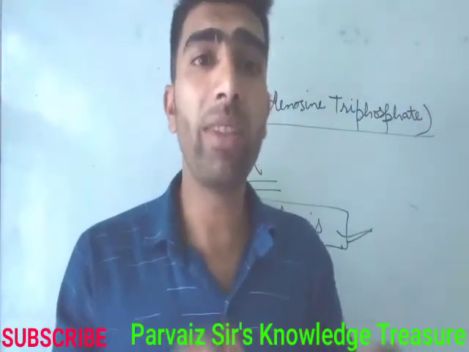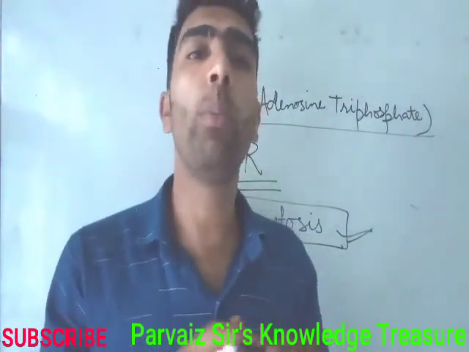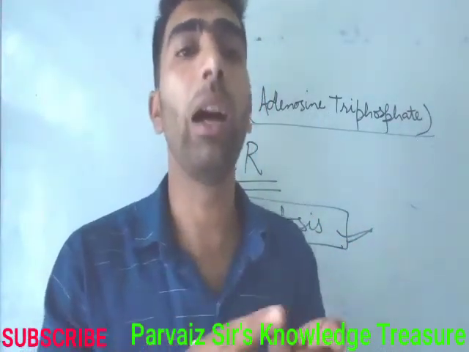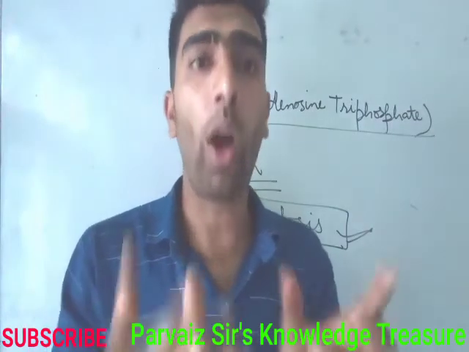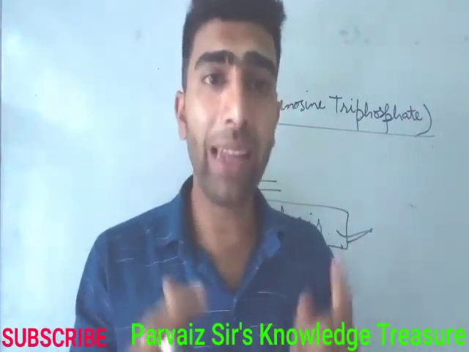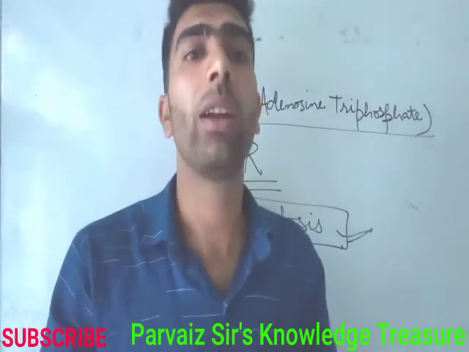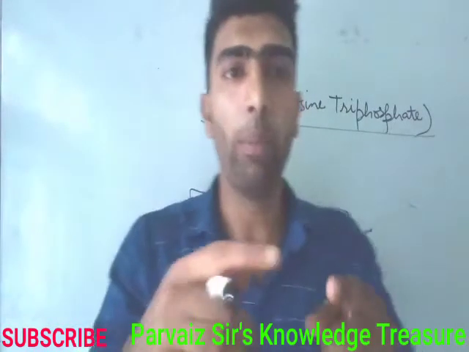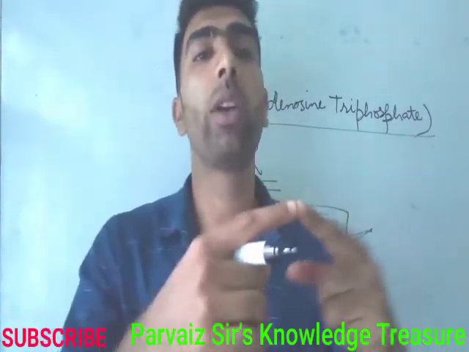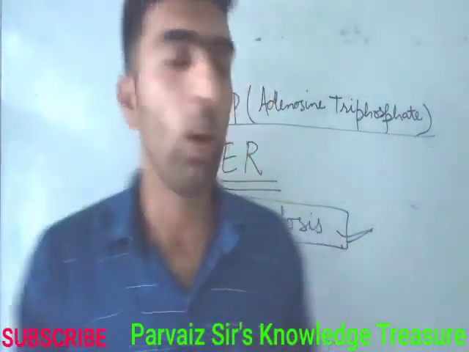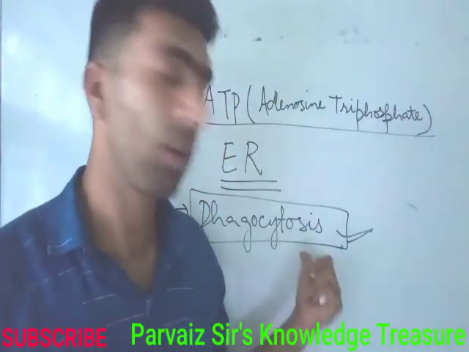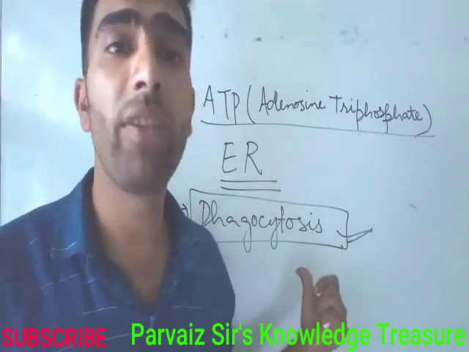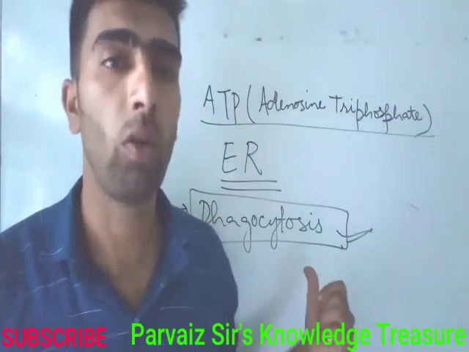When food comes in contact with this pseudopodia, it forms an invagination around the food particle, forming a food cup, and then this food particle is entered into the cell by closing the outer boundary of the food cup. In short, we can say phagocytosis is the process by which amoeba obtains its food.